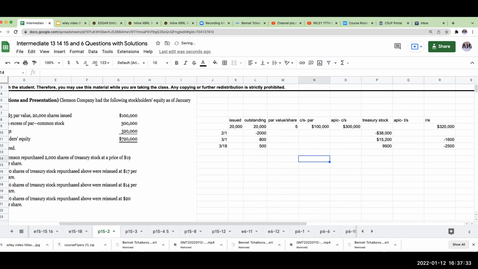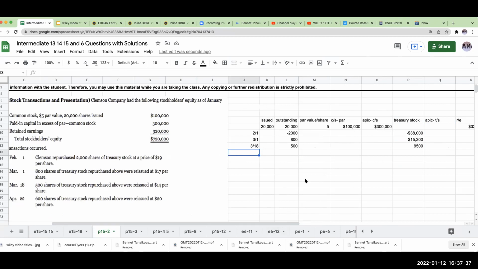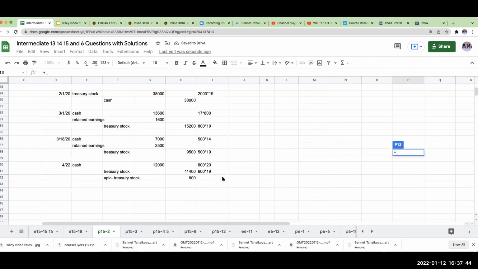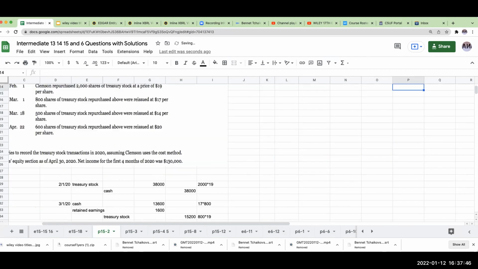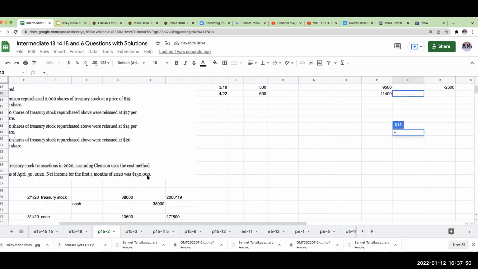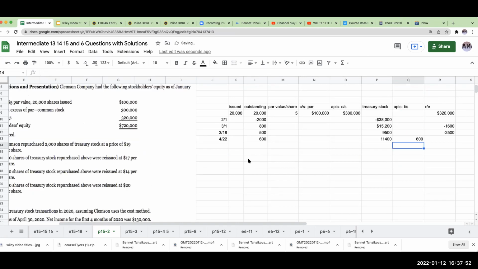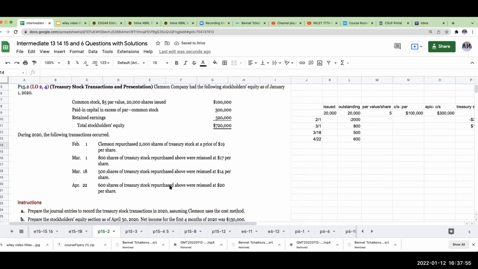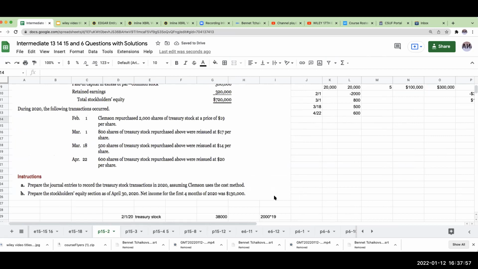And let's go ahead and see what happens here. So on 4/22, I'm putting out another 600 shares out there. My treasury stock balance is now going to be increasing by 11.4. My retained earnings aren't going to be affected, but I am going to have additional paid-in capital treasury stock of 600. So that, in summary, is how I would go through and record these transactions.